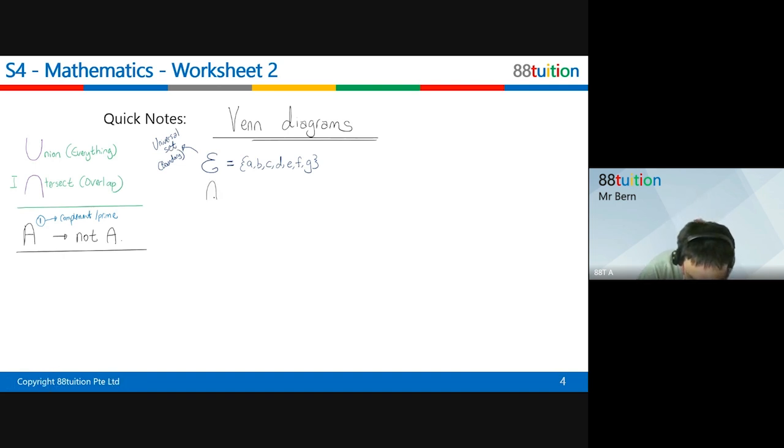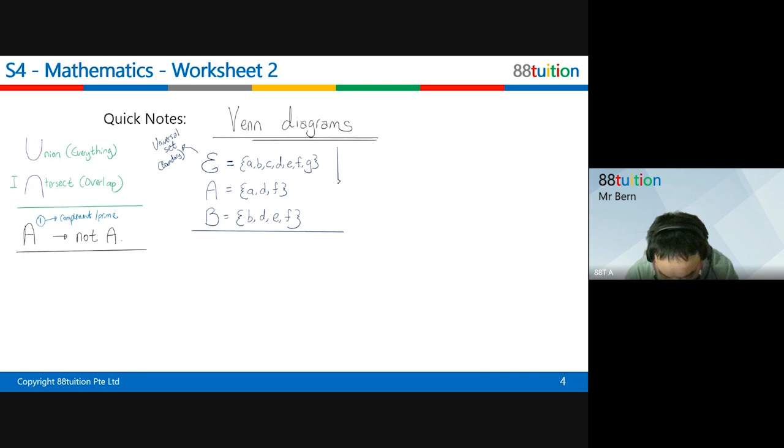And they say that A is a set of elements A, D, and F. Then they also say that B consists of the elements B, D, E, F. So these are the information that's given to you. And from here, they ask you to draw a Venn diagram.